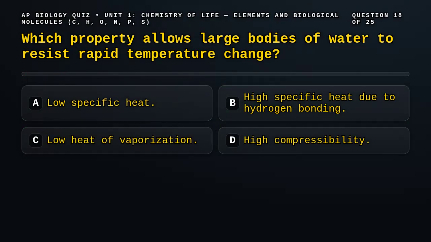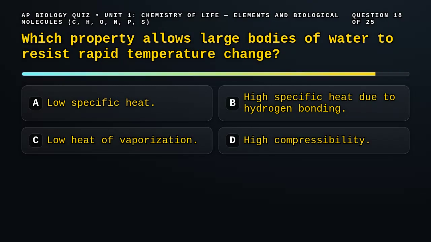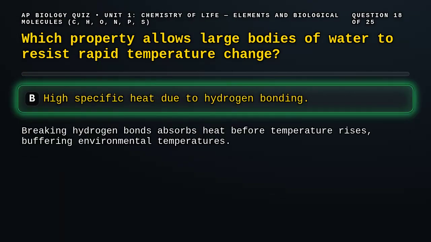Question 18. Which property allows large bodies of water to resist rapid temperature change? A. Low specific heat. B. High specific heat due to hydrogen bonding. C. Low heat of vaporization. D. High compressibility. Correct answer, B. Heat energy is absorbed to break hydrogen bonds before water's temperature rises, buffering ecosystems and stabilizing organismal temperatures.